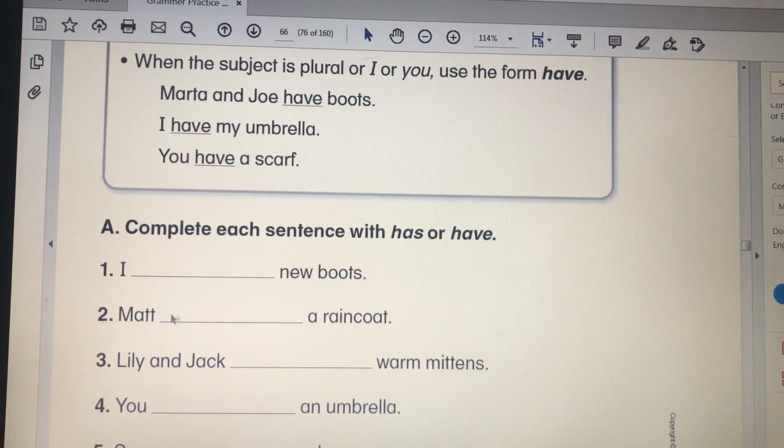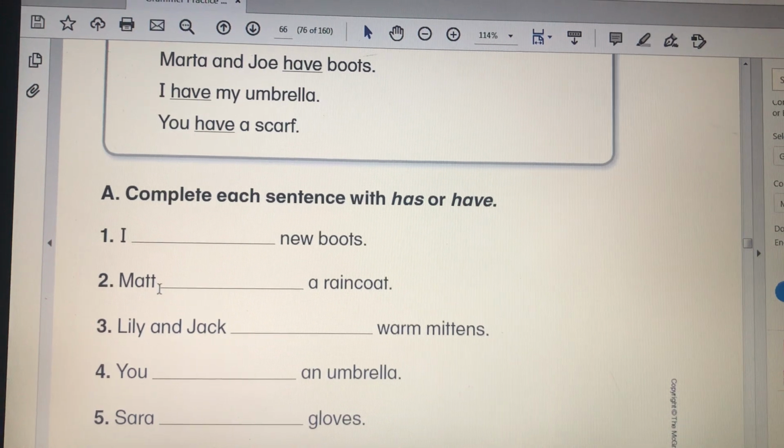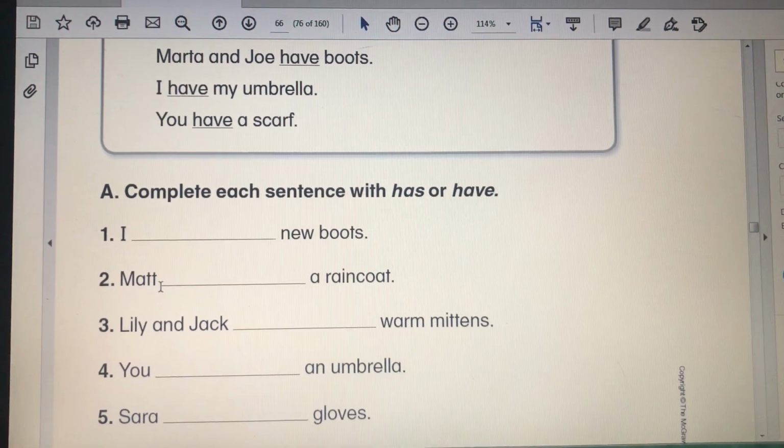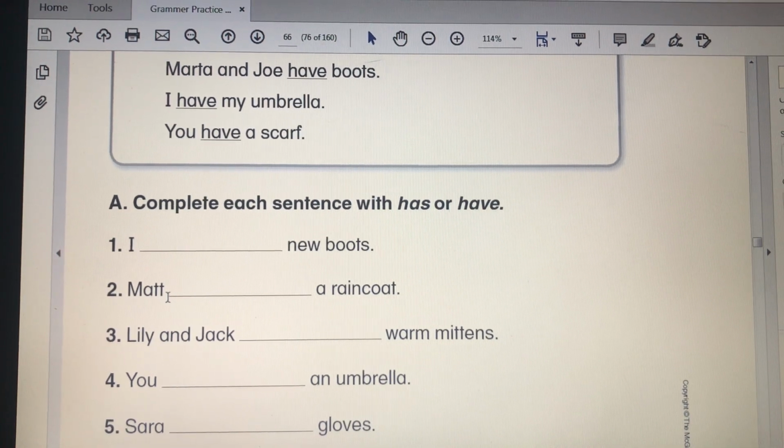2. Matt blank a raincoat. Matt is the subject here. Is it singular or plural? How many subjects do you see? You only have one subject here. So Matt has a raincoat.